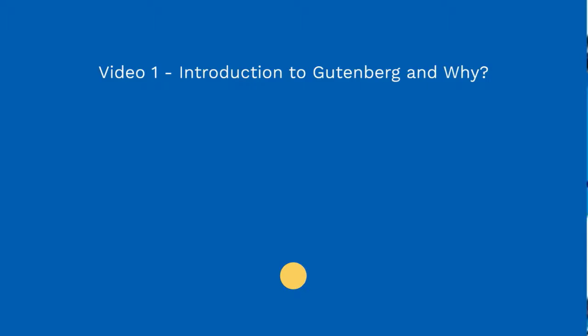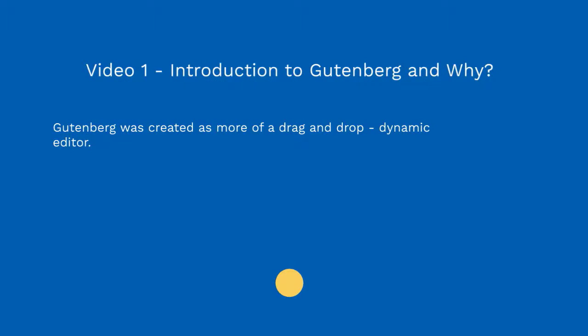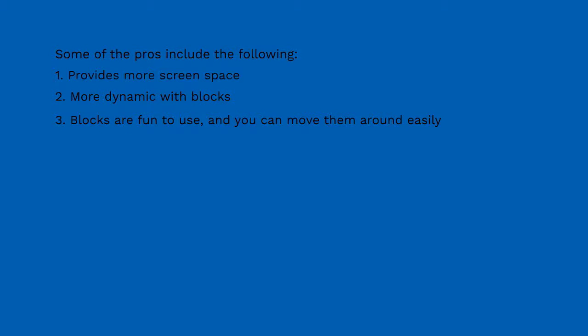So let's talk about Gutenberg and a little bit about it. Gutenberg was created as more of a drag and drop dynamic editor. Now, there are pros and cons, so I want to make sure that you are able to see both sides. Some of the pros include the following. Number 1, it provides more screen space. Number 2, it's more dynamic with blocks. And number 3, blocks are fun to use.